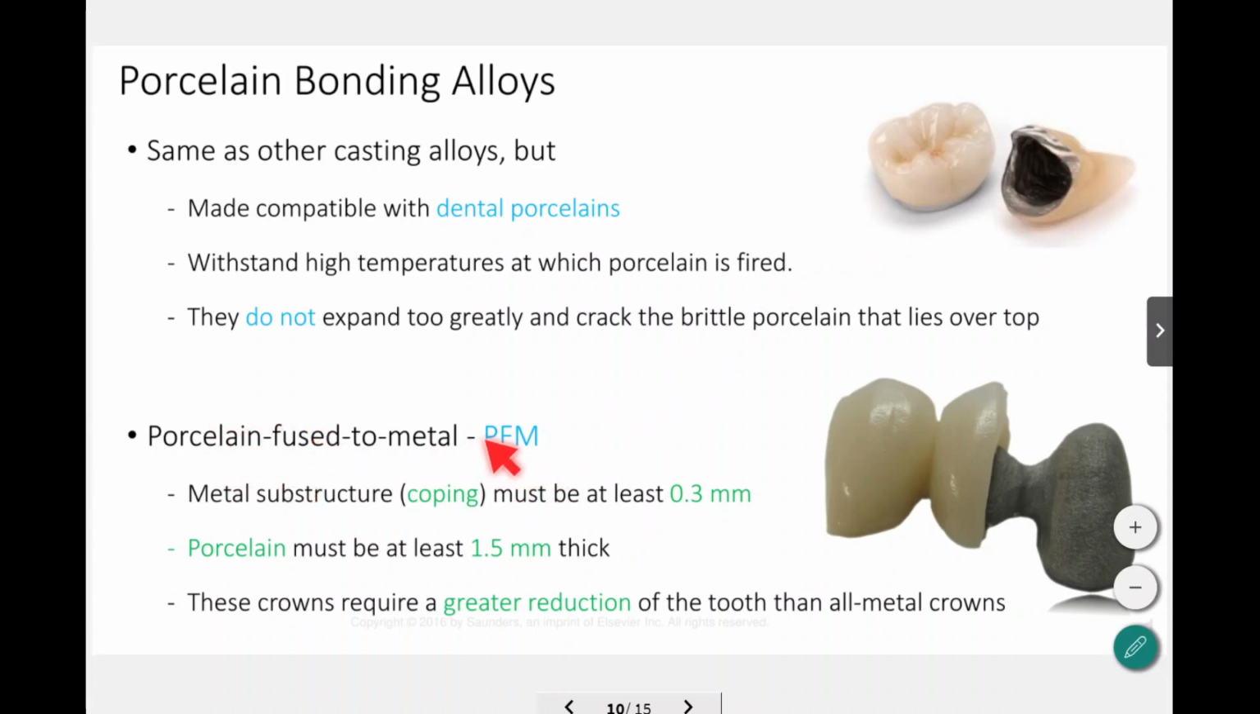Most probably you've talked about this again in Ms. Juke's class when you're doing charting, right? You did porcelain fused to metal, something like that? Yes? Okay.